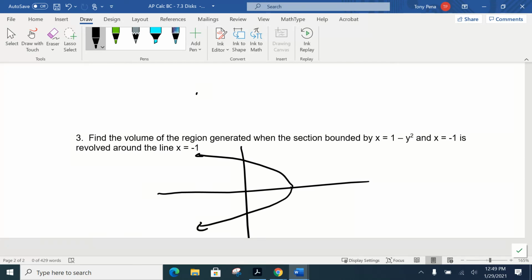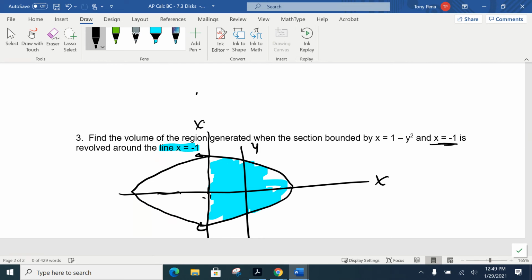And then x equals negative 1 is a vertical line at x equals negative 1. So this is our region here. You're going to rotate that around x equals negative 1. So it should kind of look like this. This is our y-axis. This is x. This is x equals negative 1.